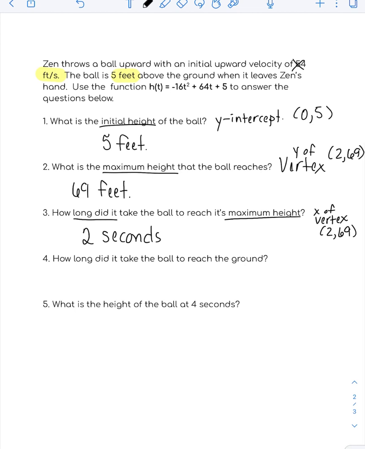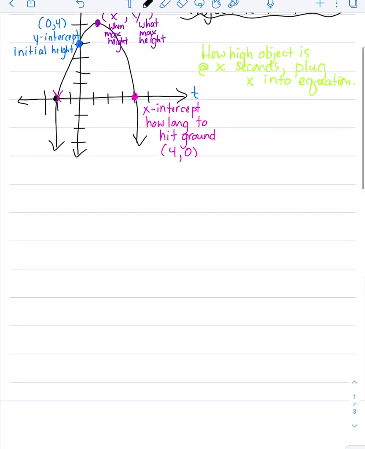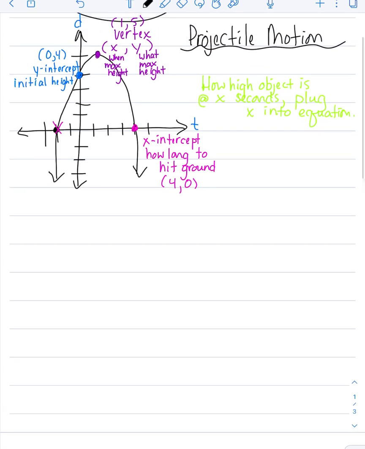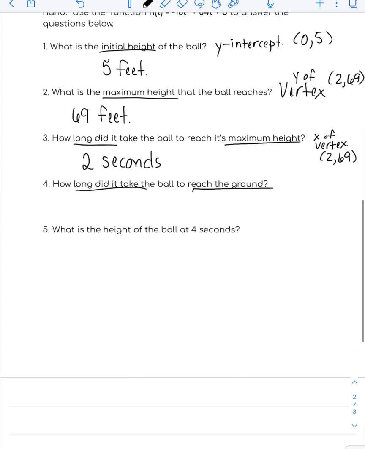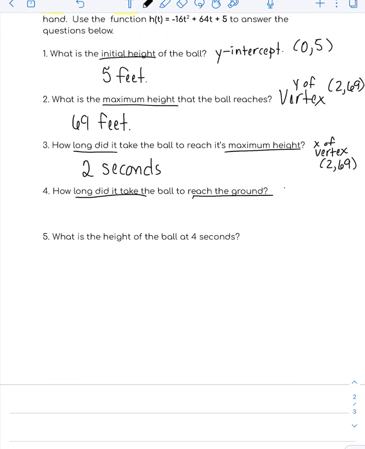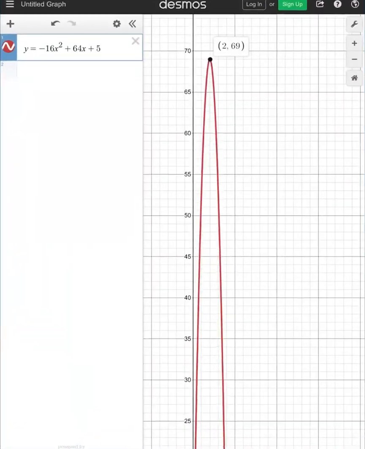How long did it take the ball to reach the ground? If I look at my graphic organizer, and eventually, guys, it kind of looks like the path of a ball, so you'll get the flow. The positive x-intercept is how long it took to hit the ground. So let's look back at our graph.